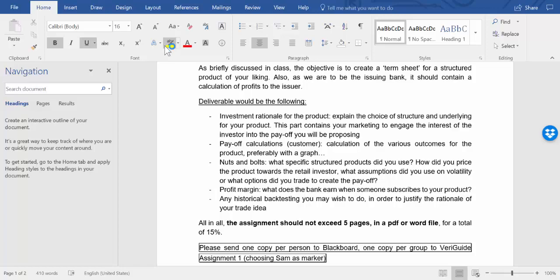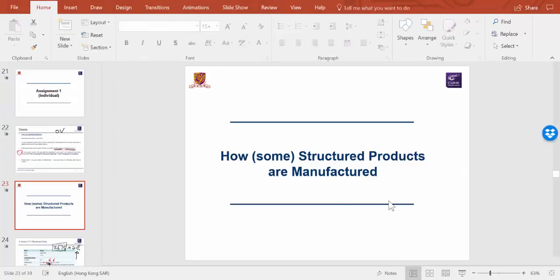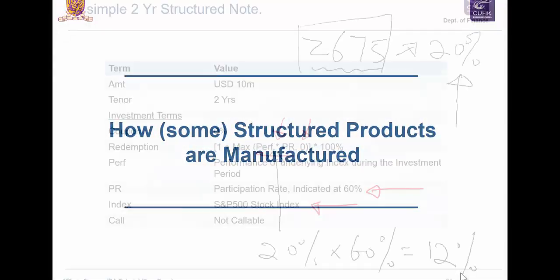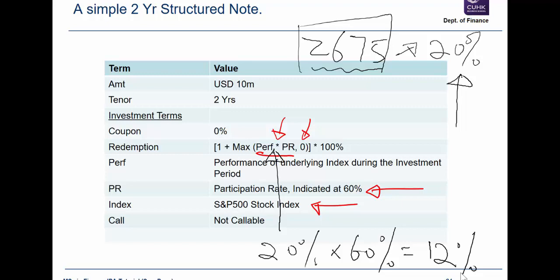Okay, so what we need you to do is to come up with a proposal on a structured product. Now, let me show you the simplest example of how these things are done. So here is one example, and it can't get simpler than that.